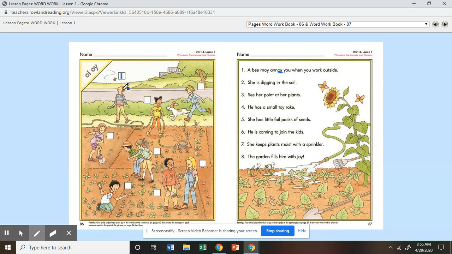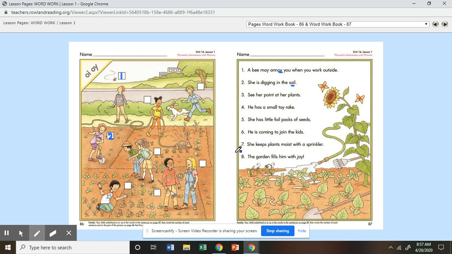Okay. Point to number 2. Let's read it. She is digging in the soil. First, find the word that has oi in it. Soil with an OI, underline that. And then when I look at the picture, who is digging in the soil? Good, Tak. So we're going to put a number 2 next to her.